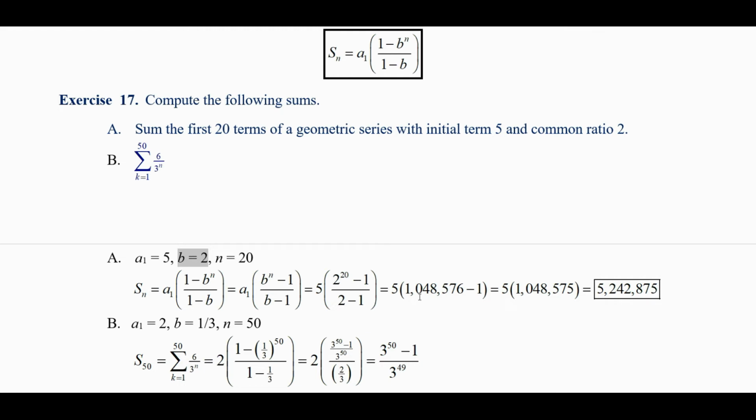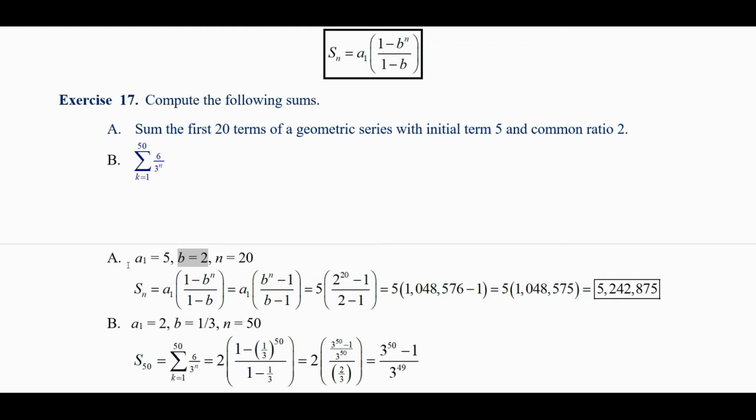2 to the 20th is 1,048,576. Subtract 1, that's 1,048,575. Multiply by 5, that's 5,242,875. Yeah, I used a calculator to help me with some of that.